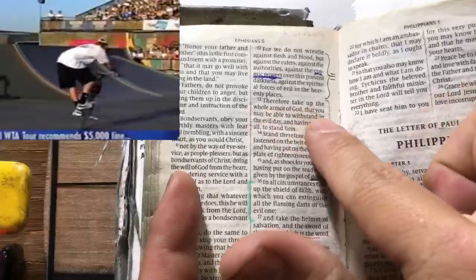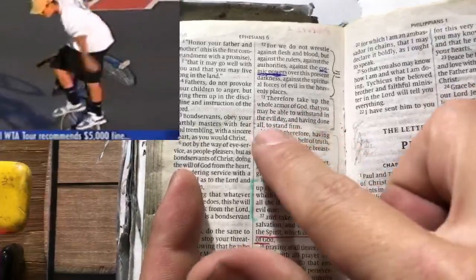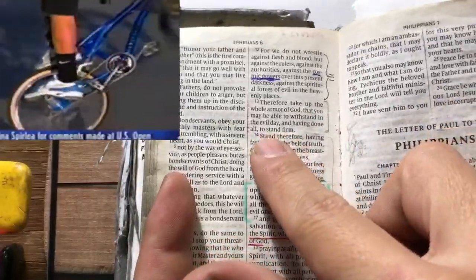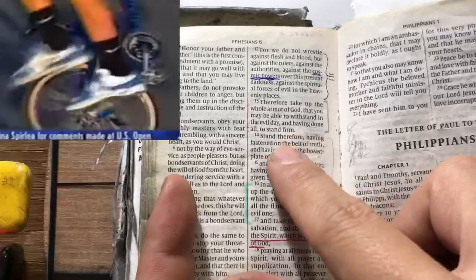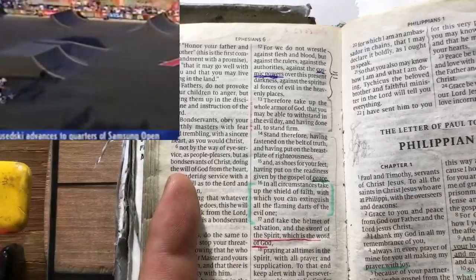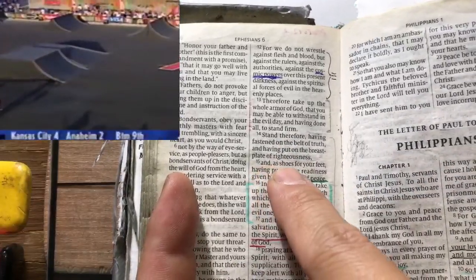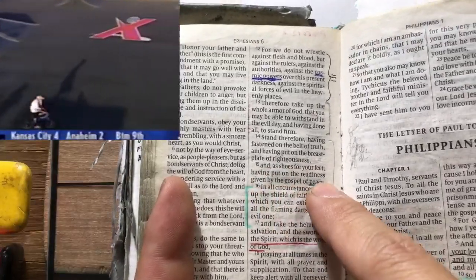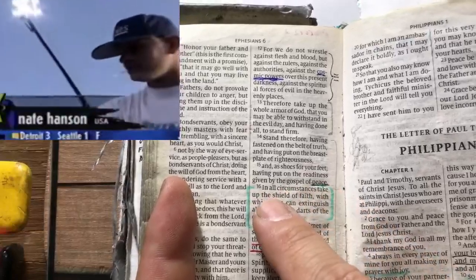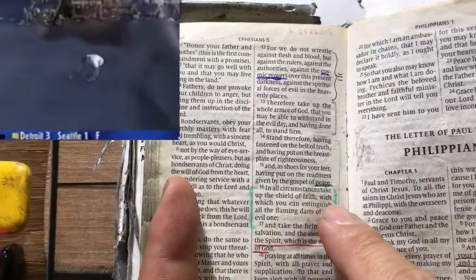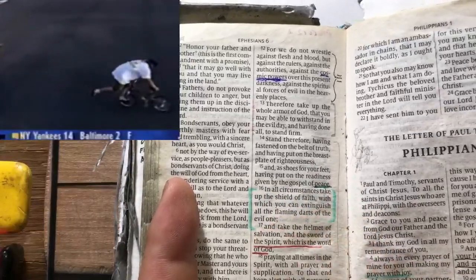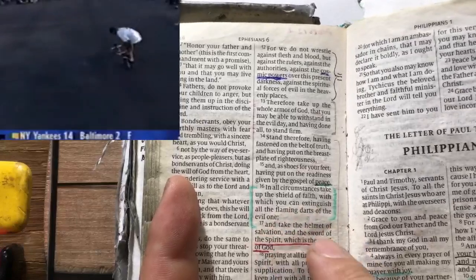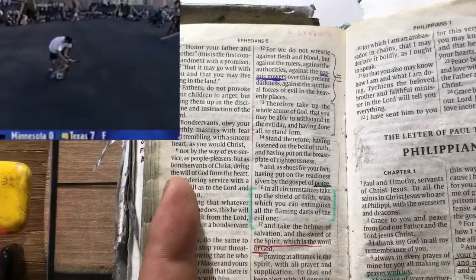Therefore, take up the whole armor of God, that you may be able to withstand in the evil day, having done all to stand firm. Stand therefore, having fastened on the belt of truth, having put on the breastplate of righteousness, and as shoes for your feet, having put on the readiness given by the gospel of peace. In all circumstances, take up the shield of faith, with which you can extinguish all the flaming darts of the evil one. Take up the helmet of salvation and the sword of the Spirit, which is the word of God.